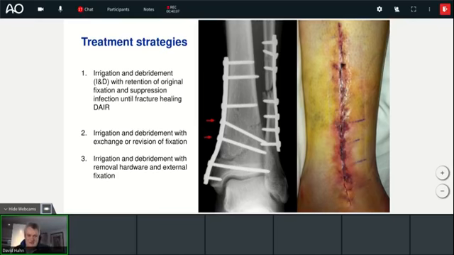Be aggressive. Your treatment strategies really are, you are going to do the debridement, as we've heard. We're going to try and retain the implants in this case, or we're going to debride it and remove the implants and do some temporary fixation or even exchange the fixation. And finally, we may just have to abandon it all, take everything out and come back another day. So how do we make that decision?